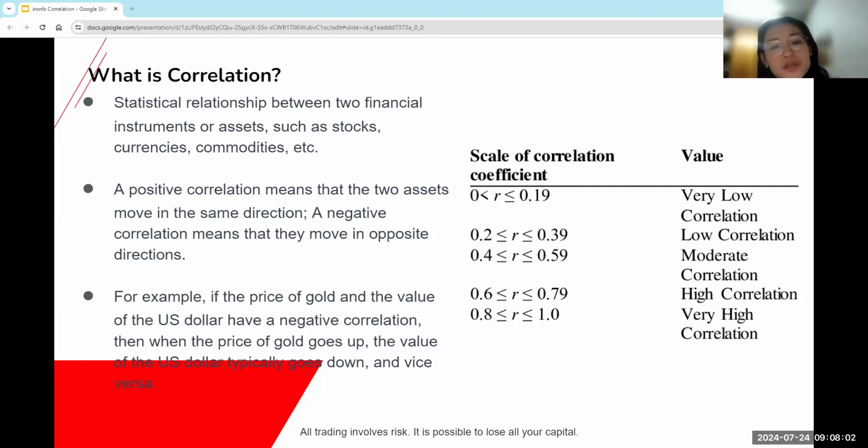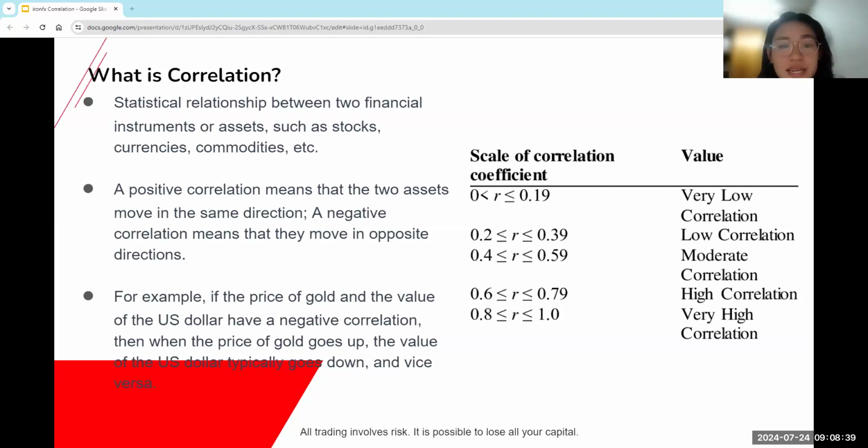Okay, so firstly, what is correlation? It basically refers to the statistical relationship between two financial instruments or assets. In this case, we'll be looking at currencies and commodities. Positive correlation means that the two assets move in the same direction, while a negative correlation means that they move in opposite directions. So, for example, if the price of gold and the value of the US dollar have a negative correlation, then when the price of gold goes up, the value of the US dollar typically goes down and vice versa.